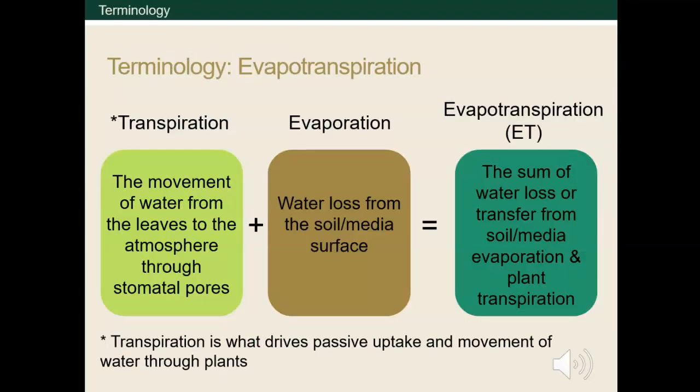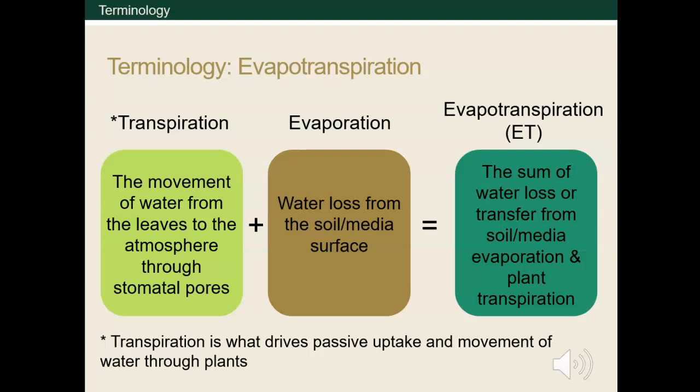First, some terminology. Remember, transpiration is the movement of water from the leaves of a plant into the atmosphere through the leaf stomatal pores. This is also what drives the passive uptake and movement of water from the soil via roots and the xylem. Evaporation is the loss of water from the soil or media surface.